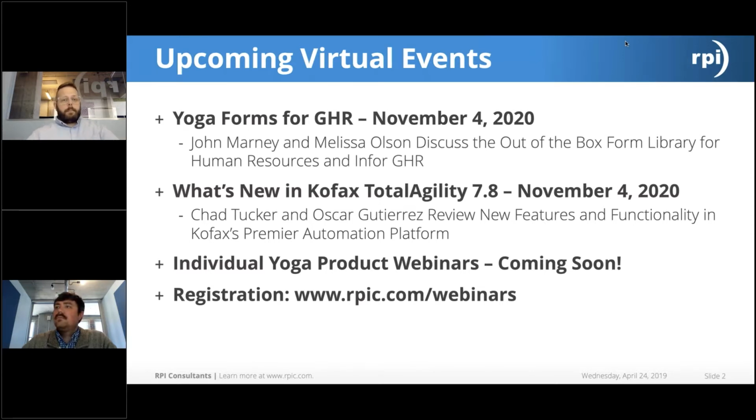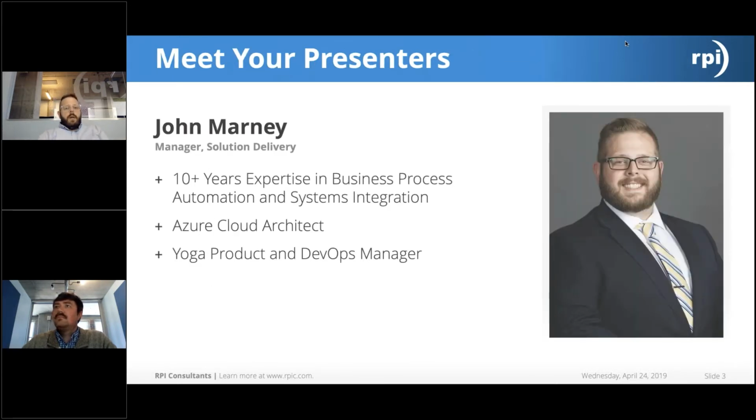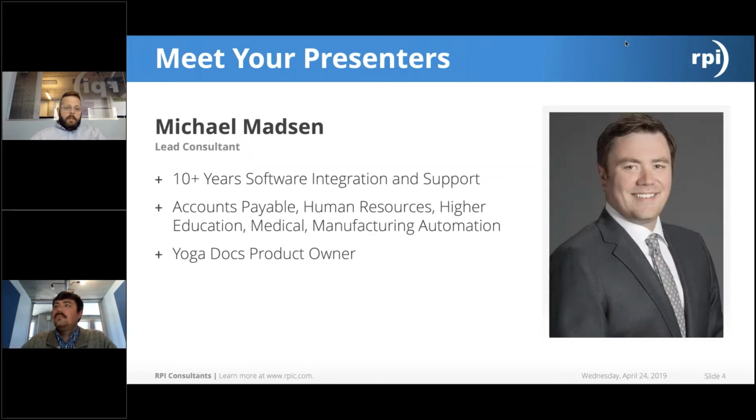Okay. So my name is John Marney. I've been with RPI for about 6.5 years. I have been working on business process automation and systems integration for over 10 years. I am our Yoga product manager as well as our DevOps manager. And so as part of that, I do quite a bit of cloud architecting, primarily in Azure. And Mike, would you introduce yourself?